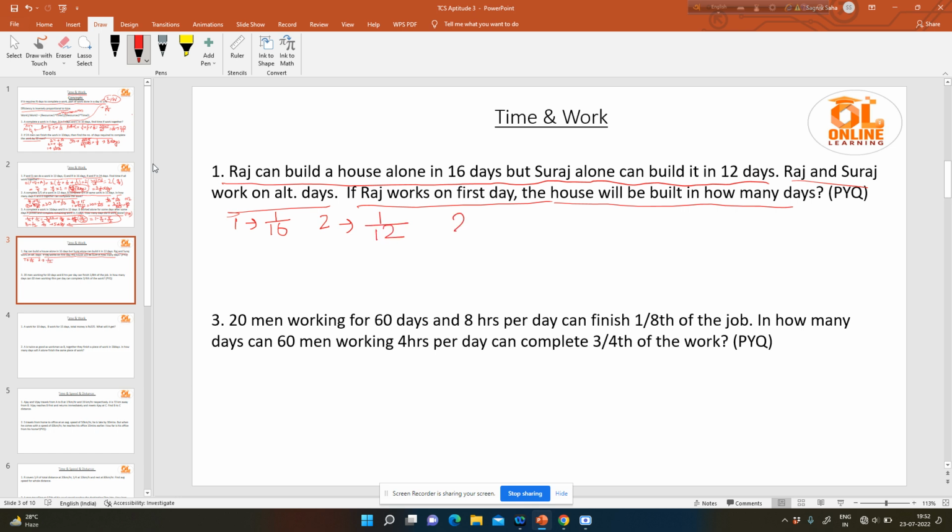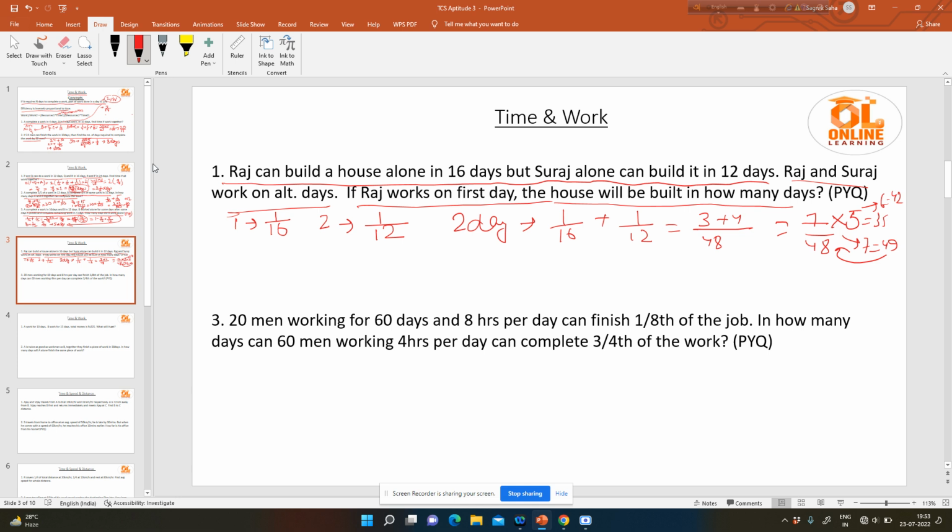So total 2-day work is 1 by 16 plus 1 by 12, right? If we take the LCM, it would be 48, and it would be 3 plus 4, 7 by 48. So 2-day work will be 7 by 48. So you can see, if we multiply 7 into 5, it will be 35. If we multiply 7 into 6, it would be 42. If we multiply 7 into 7, it would be 49. So that would be greater than 48. Work cannot be greater than the total work.